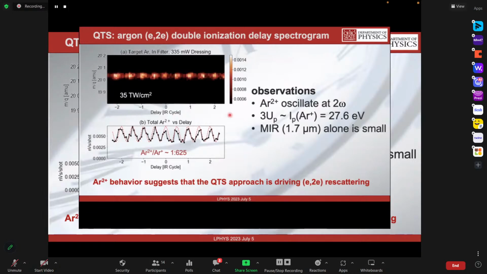3 Up for the combined IR and XUV field is approximately that of the binding energy of the argon plus. That is, there's about 30 volts of return energy on this wave packet. And as I said, the mid-IR alone does not generate much ionization, and plus it's not phase dependent, obviously. And here's a lineout of that spectrogram, and you can clearly see this oscillation over many cycles. Okay, so this result suggested to us that the QTS pulse approach is driving the double ionization in argon atoms through the recollision process.